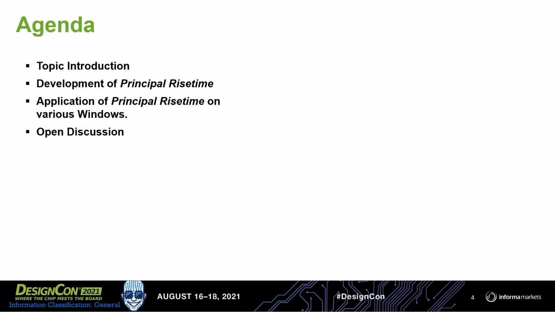So what are we doing here today? First, we're going to introduce the topic of windowing. What is windowing and how do you use it? How is it defined in textbooks? At that point, we're going to go into development of something that we came up with called principal rise time and how windows relates to principal rise time. After that's all finished, we're going to have a couple questions that, as Lori said, we'll open it up to you all for some discussions.